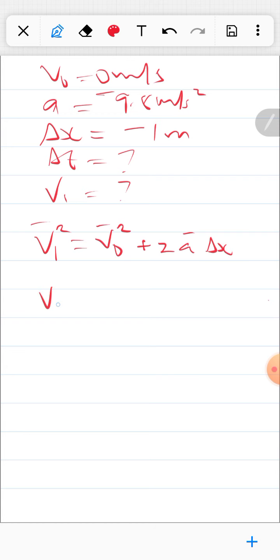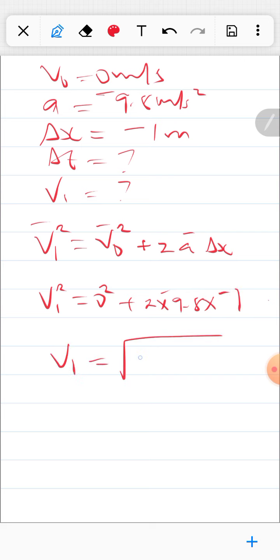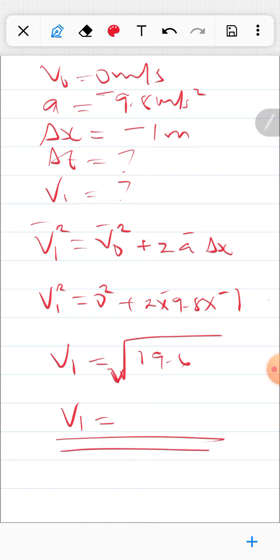So v1 squared will equal 0 squared plus 2 times negative 9.8 times negative 1. If I take the square root of 19.6, I can get my final velocity as it goes down. So you guys do that, you can get the square root.